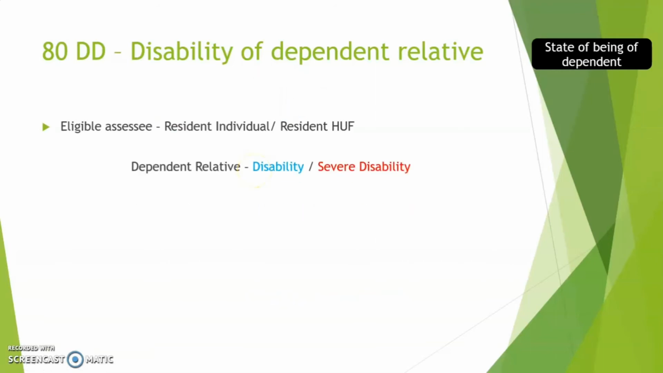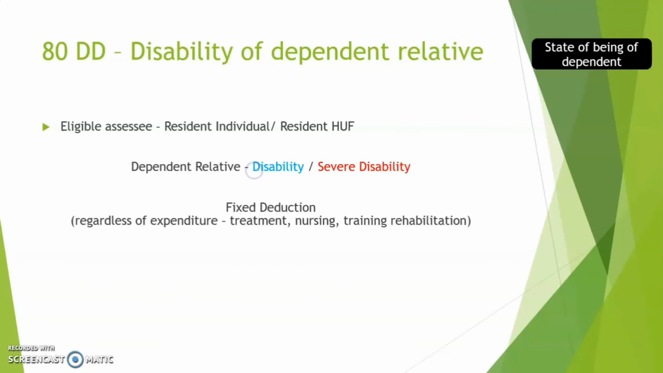So it's 100% required that the assessee has to be a resident and the assessee has a relative who has a disability or a severe disability. Now the assessee incurs medical expenditure for the purpose of treatment, nursing, training, rehabilitation of that dependent relative. But regardless of the expenditure, the Act provides a fixed deduction, and that deduction is based on whether the relative is disabled or severely disabled.